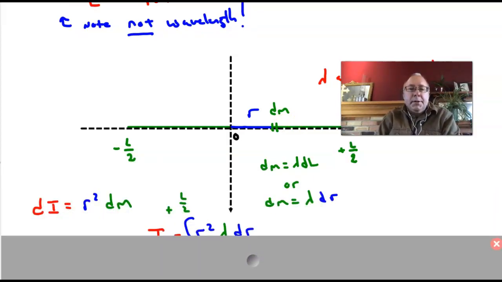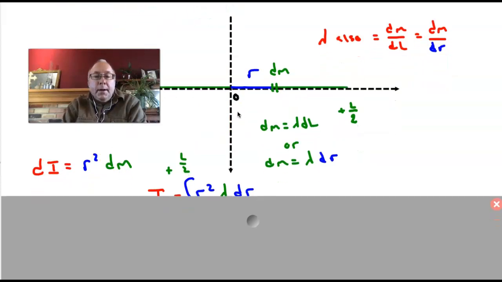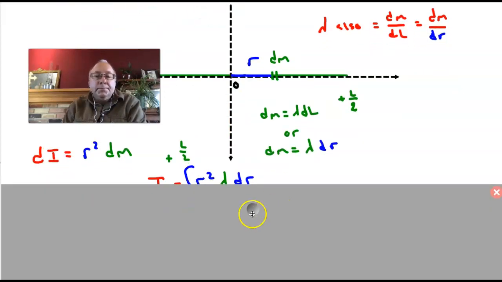You have to come up with some mass expression as a function of r, some distance away from an origin. Okay, so dm is lambda dl or lambda dr, and we've got our limits, and so we know that our ith, or our dI, is equal to r squared dm for some little portion of its moment of inertia out here about the origin again. Now we just set up our integral.